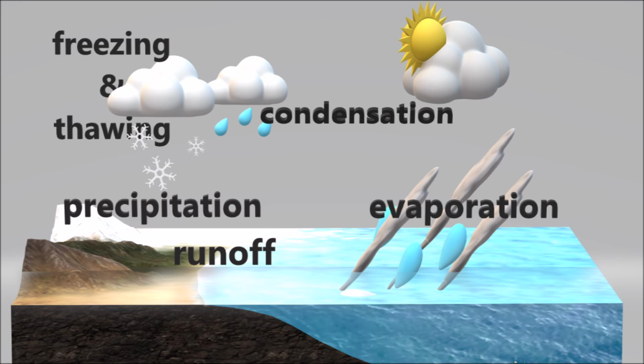Once it hits the ground, it goes through a stage called runoff, where it either runs over the surface of the ground or it can seep into the ground. Here it will find a stream or a pond and eventually return to the sea, where the process will begin again.